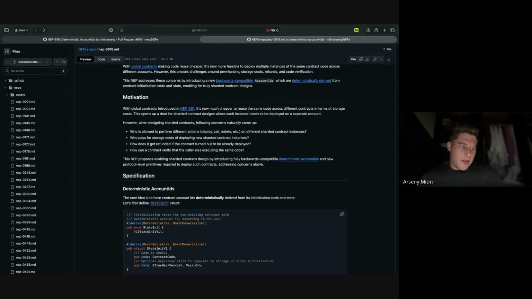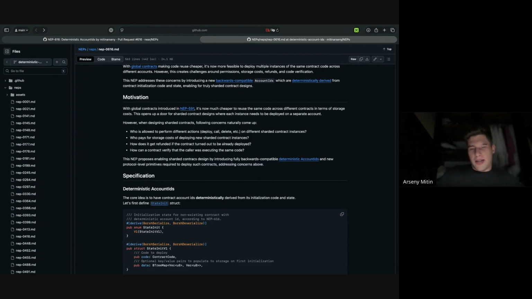And it turns out that the most flexible approach, in my opinion, was to let the contract decide. So the contract decides what the permissions are. It manages something inside of its storage. It can keep the owner of this contract or maybe some other roles, and that's how the permission question is resolved. And then basically this NEP is about answering all of these questions by introducing the concept of deterministic account IDs.